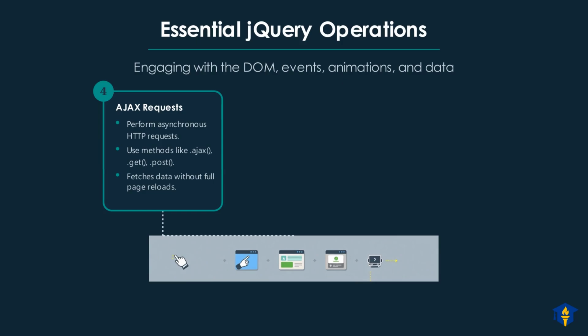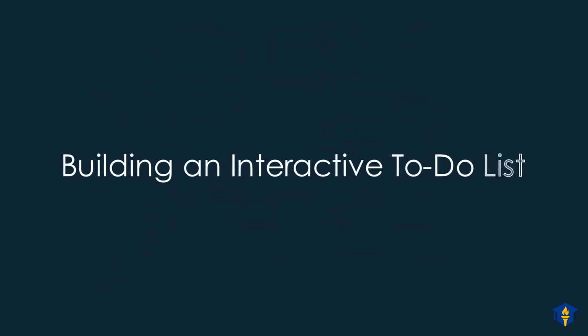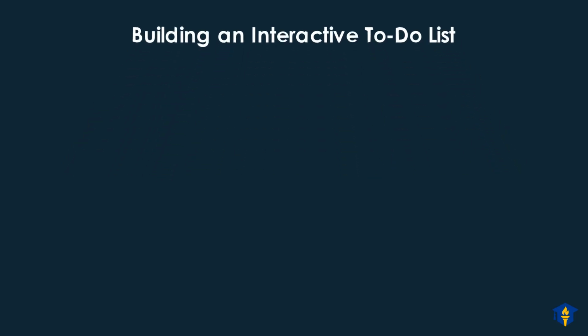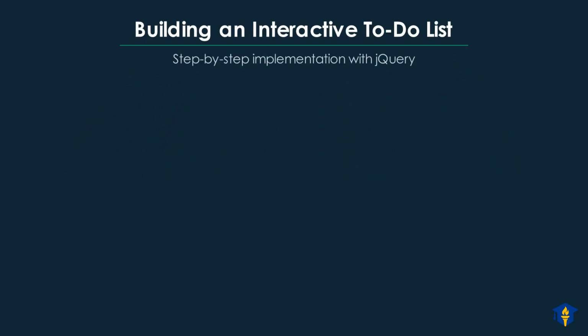This capability allows you to fetch and update data seamlessly, providing a much smoother user experience. Let us now build an interactive to-do list, implementing it step by step using jQuery. This practical example will demonstrate how to use jQuery for dynamic content and user interaction.